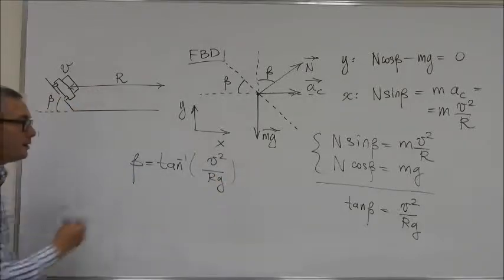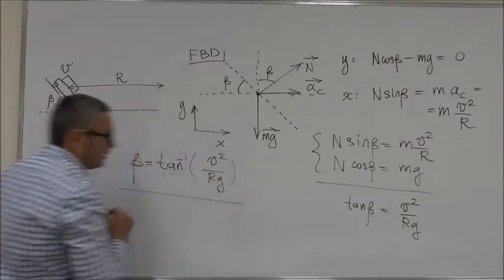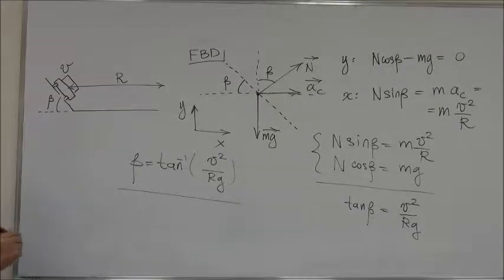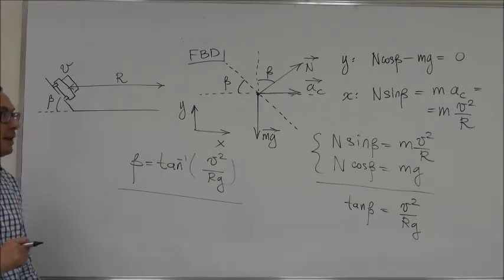So this is the angle that is required for the car to travel on the circular track without any need for friction. So it can travel on the icy surface.